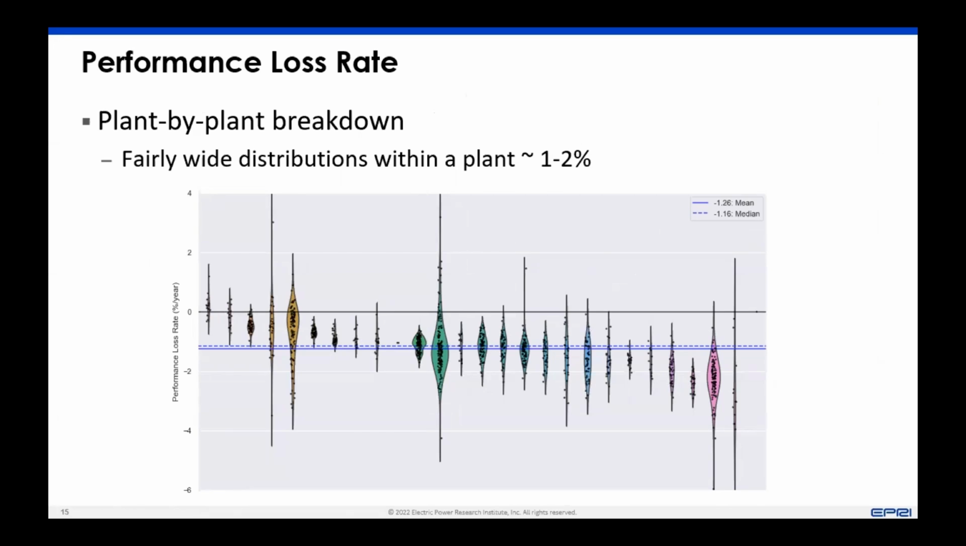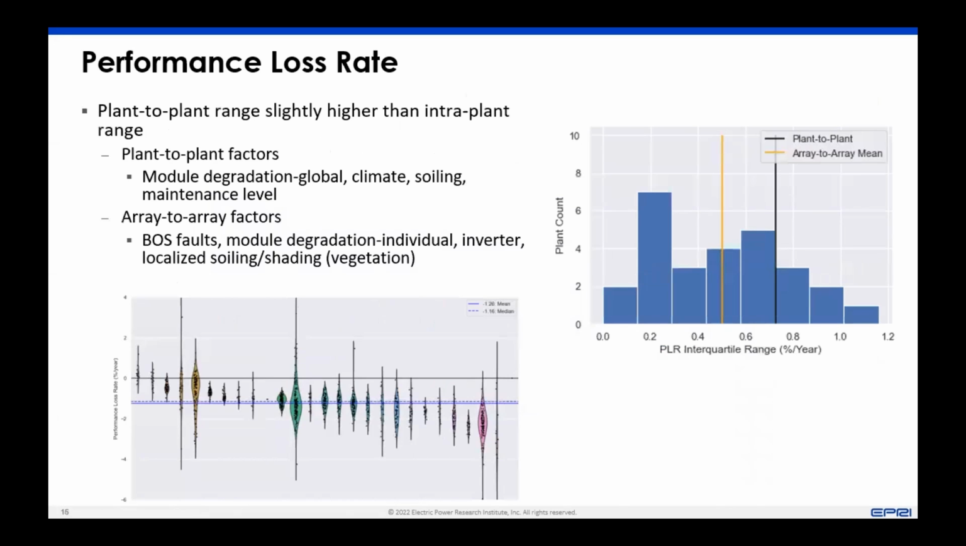We did a little bit of further analysis, comparing plant to plant versus array to array, inverter to inverter, if you would say. We take the middle 50% quantile of that plant, plot a histogram, and look at the mean. Within plant, the mean is about 0.5, and plant to plant is about 0.7. They're a little bit similar, but you can imagine they should be different. They are different failure modes.